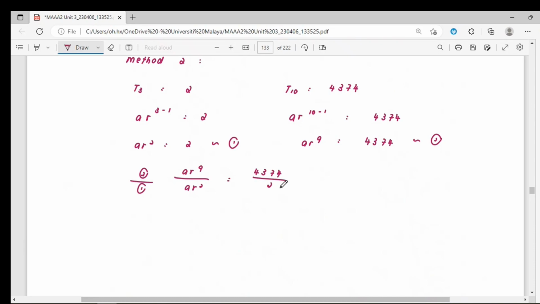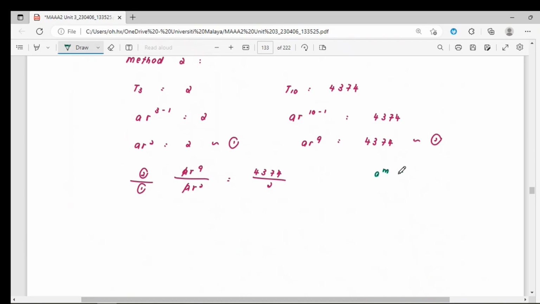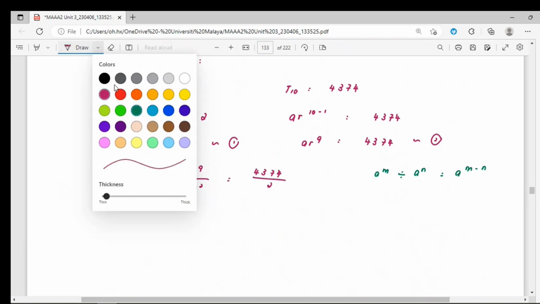Okay, then from that, we can proceed. So A and A eliminate each other. For indices, we know that for any number divided by a number with the same base, you just minus off the power, right? So it's the same case here.